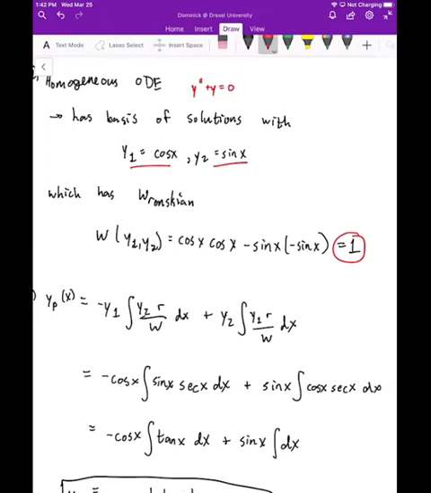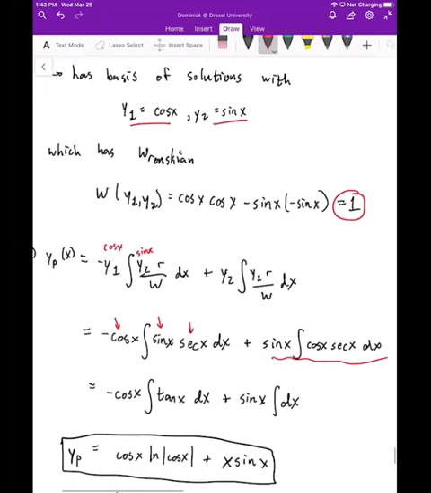So now we just plug in everything that we have. y1 was cosine, so that's where this is coming from. And then y2 was sine, so that's where this is coming from. And your R term was secant, so that's where this is coming from. And of course, the Wronskian is 1, so you're not seeing that in the denominator. And then we get something similar in this second term here.